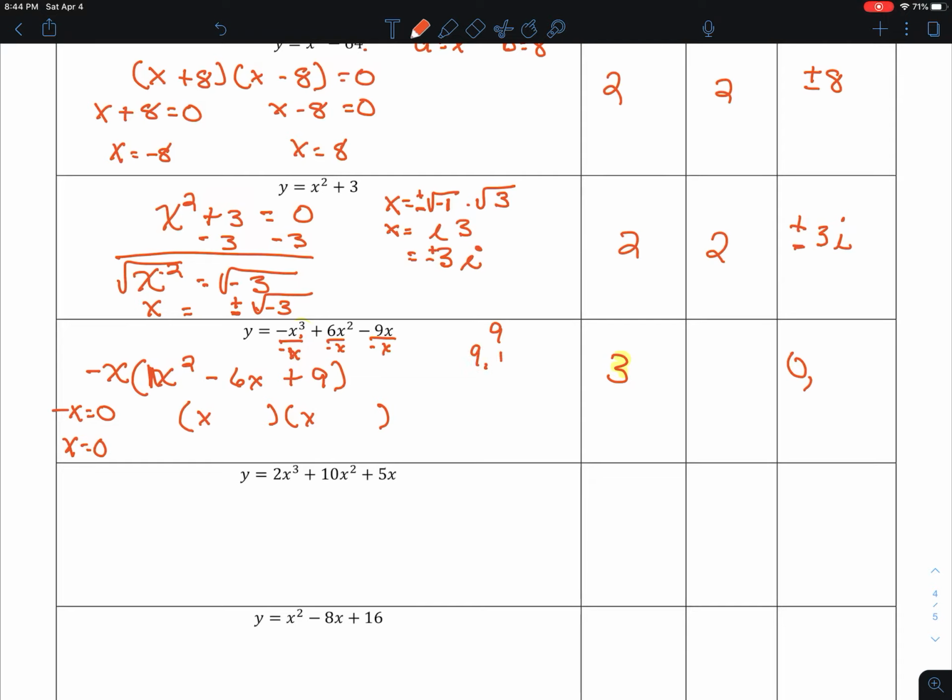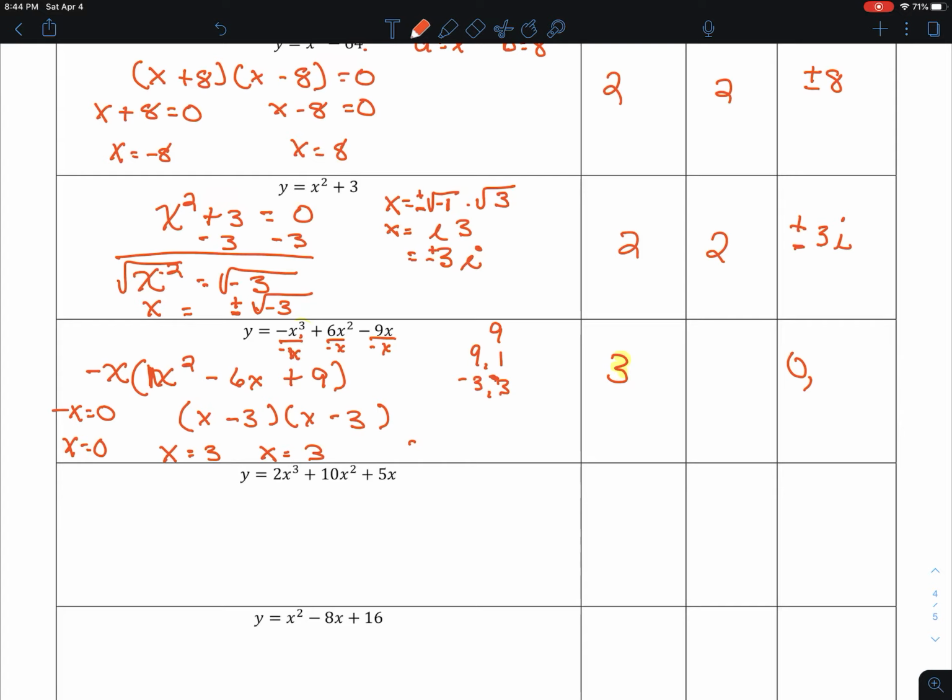So what are my factors of 9? I have 9 and 1, and 3 and 3. Those are the only factors. Which of these can I add to get negative 6? Well, if they both were negative, I can do negative 3. When I multiply negative times negative, I get positive 9. So this is x minus 3, x minus 3. So my solution is x equals 0 and x equals 3, and x equals 3.